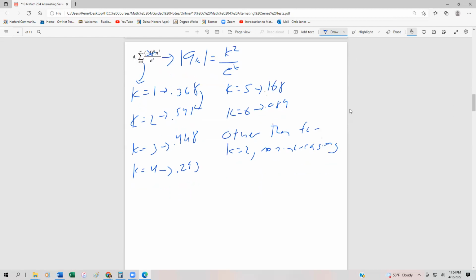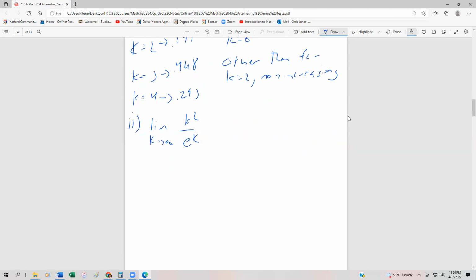All right, now the next thing we have to do, and this is part II, is we have to show that the limit goes to 0. So we're going to take the limit as k approaches infinity of k squared over e to the k. And unfortunately, if we try to divide by e to the k, we're just going to end up with what we started with. But notice if you use direct substitution, you get infinity over infinity, which means that you have an indeterminate form, which means that you can use L'Hopital's rule.